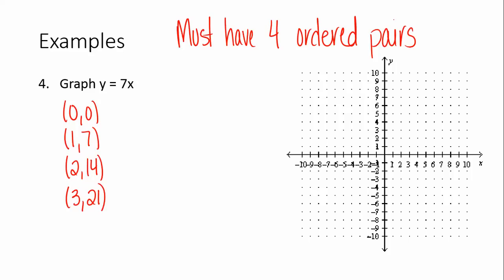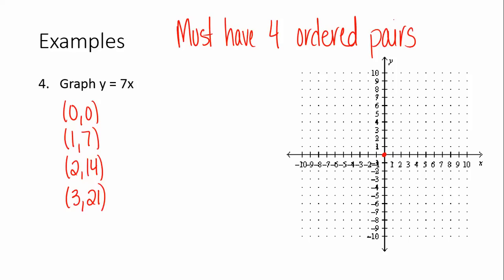Remember, the title of this lesson is linear, which means everything that we graph should be a straight line. If you start graphing and your graph is not a straight line, you have an error somewhere in one of your solutions. So first we graph (0, 0).